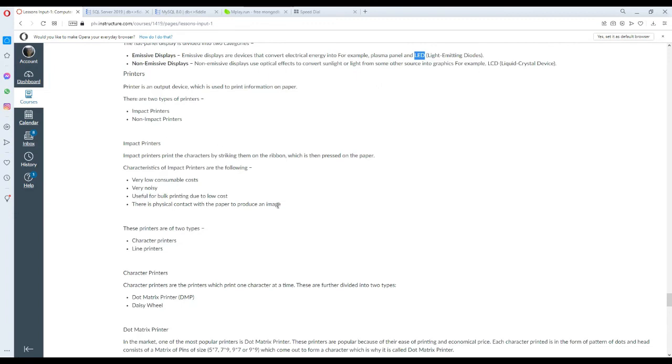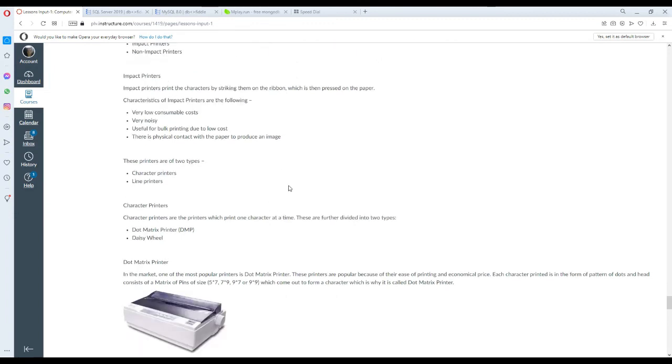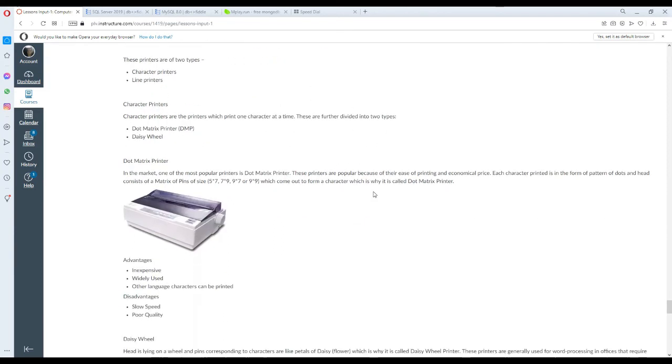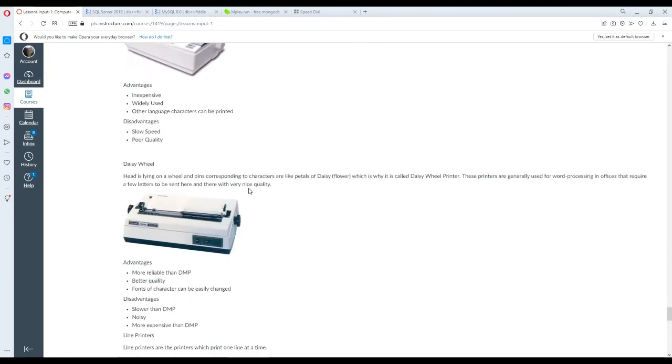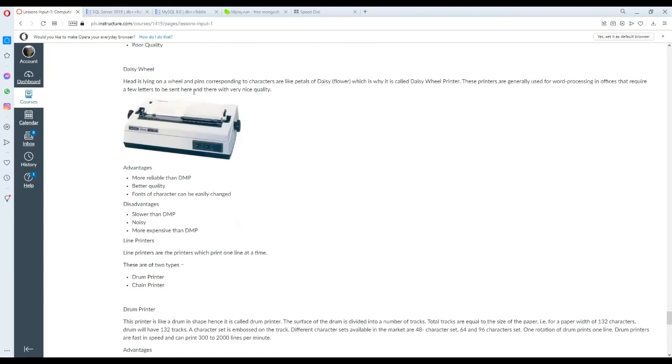For the printers, we have the impact and non-impact printers. Impact printers basically print by striking symbols or characters into a ribbon which is pressed on the paper. Some examples of impact printers are character printers, such as dot matrix printers, which are very noisy, like a squealing pig. Those are dot matrix printers, which are still used up until now for receipts.